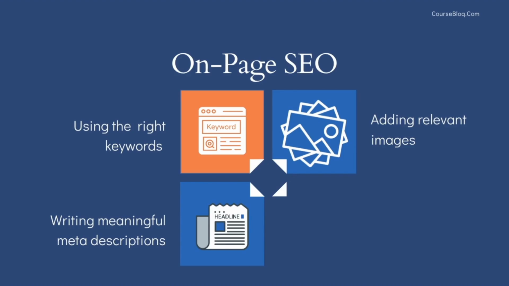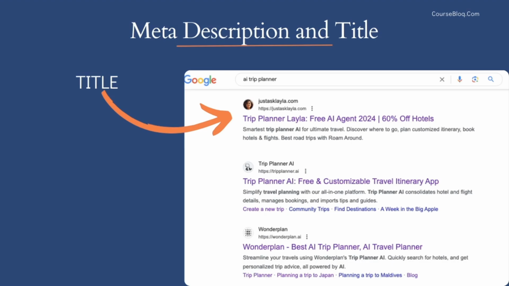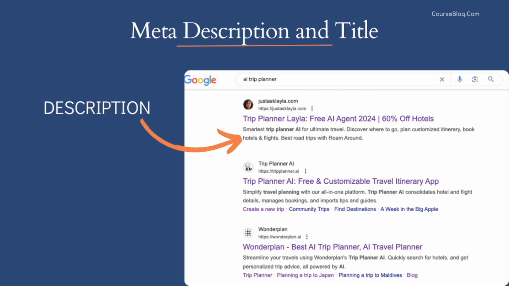Hi again. So let's get started with the next focus area for on-page SEO, meta descriptions. Let's begin by understanding what a meta description is. This, what you see here, is the meta title. And this piece of text just below the title that's shown on the search page is the meta description.